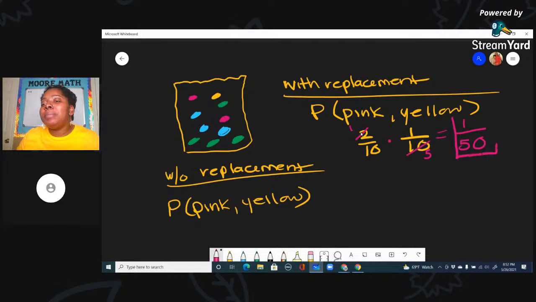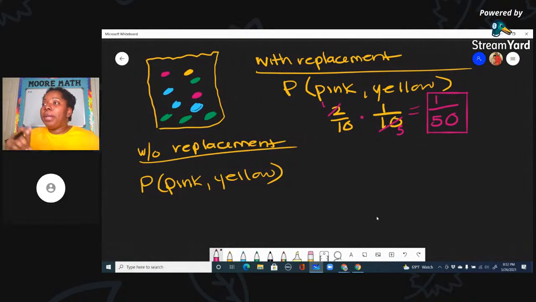And with replacement, do you remember if that's independent or dependent? Dependent. So when I put it back in the bag, does that change what this probability is going to be when I pick this pink and then I put it back in the bag? No. Okay, so what should it be? Independent. Perfect. Now I'm not going to replace it, so tell me how I'm going to change this.